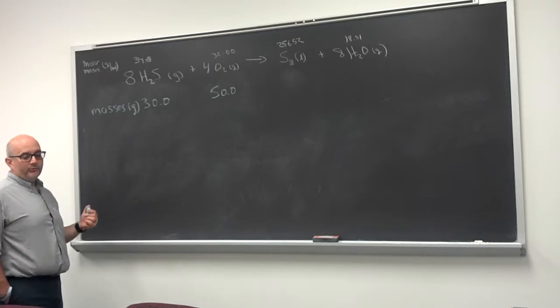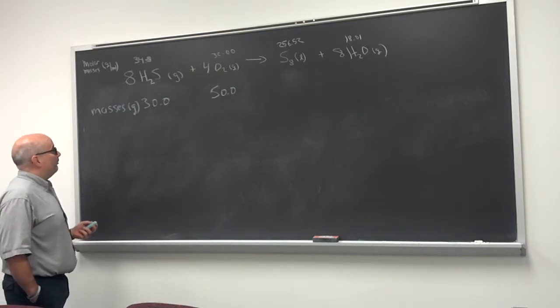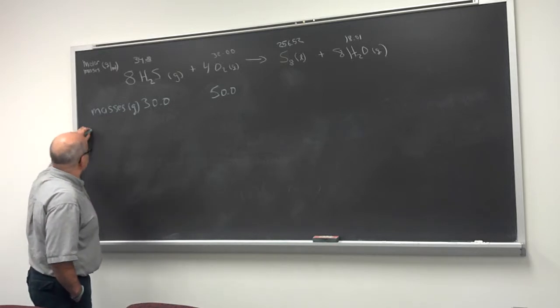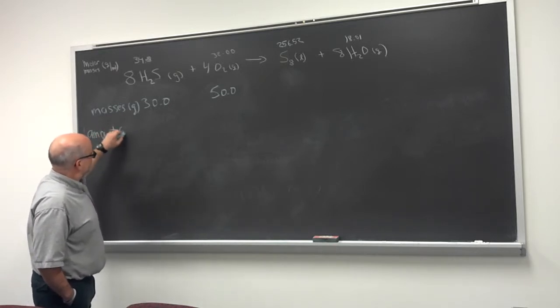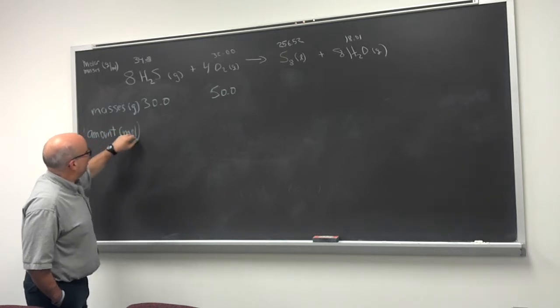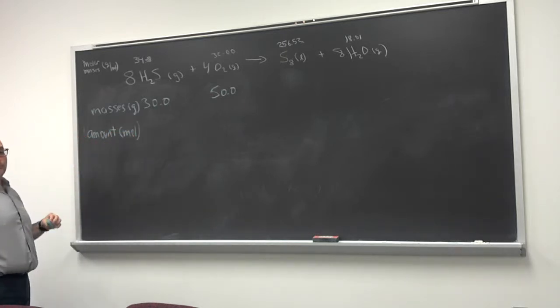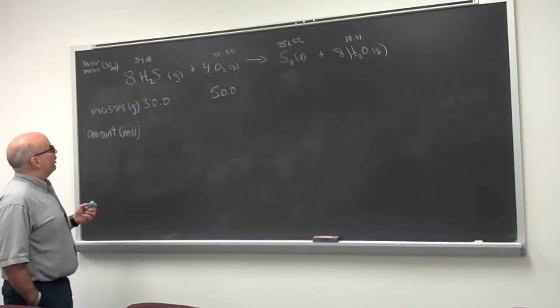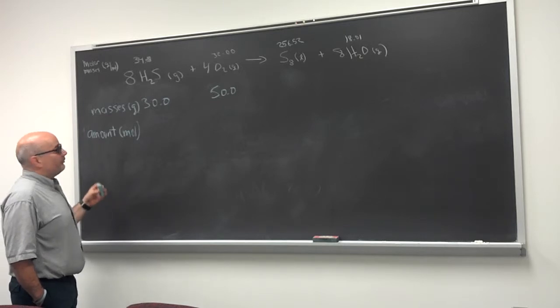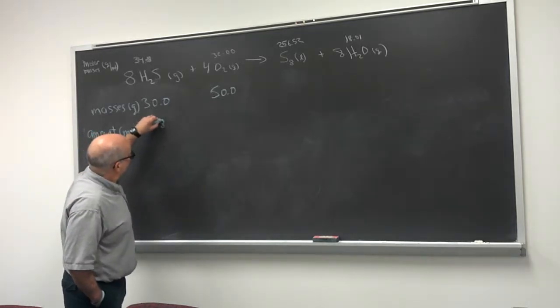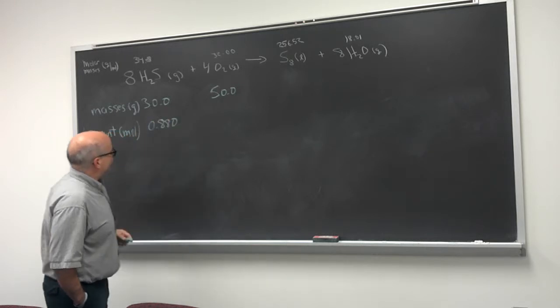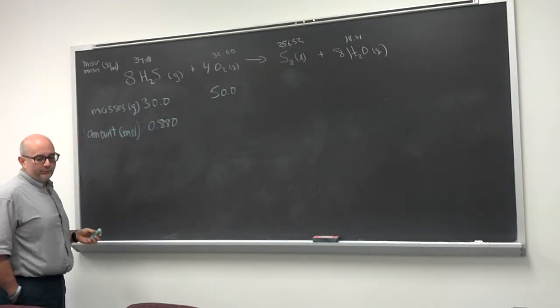Things react mole to mole, so the next thing would be to actually calculate the amounts that you have of both of these. And you do that with the molar masses. The molar mass of H2S is 34.08 grams per mole. So that 30 grams of H2S corresponds to 0.88 moles of the hydrogen sulfide.